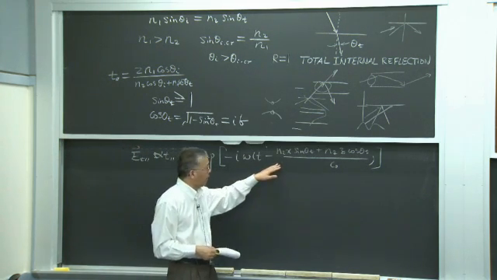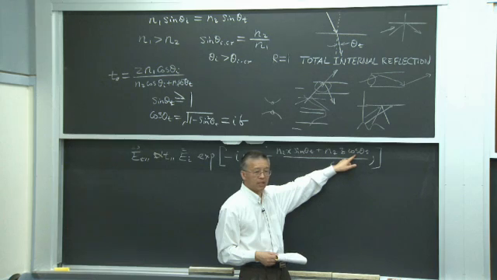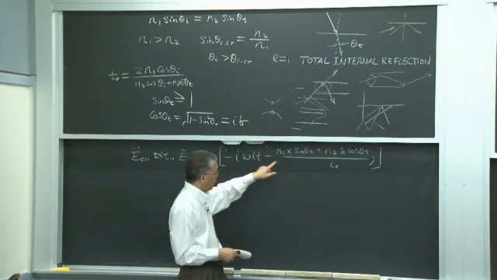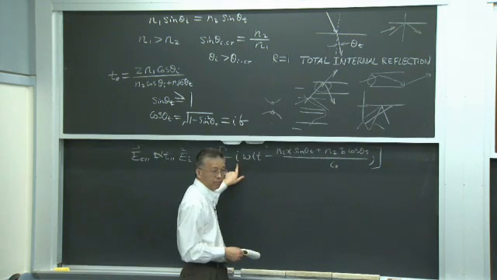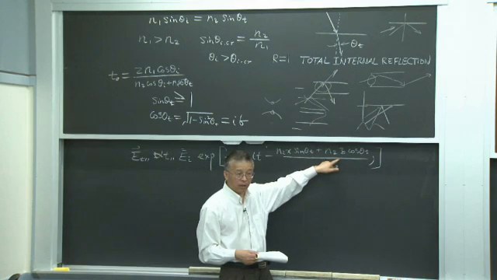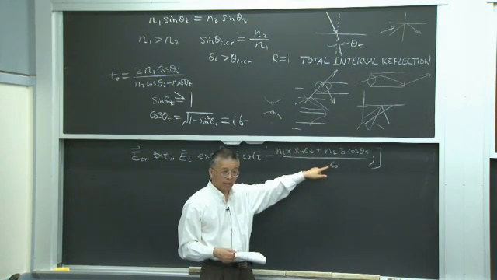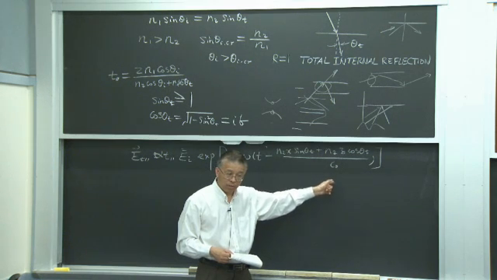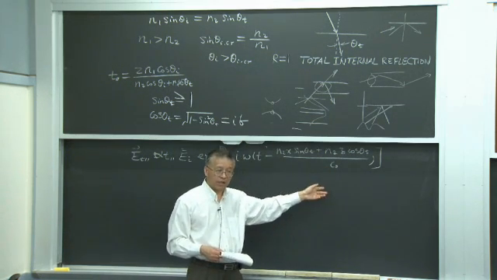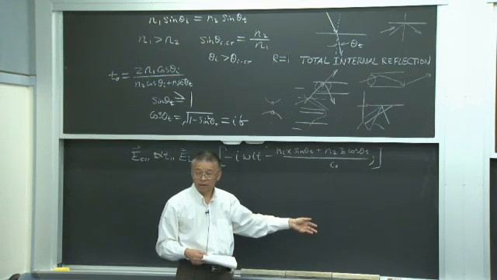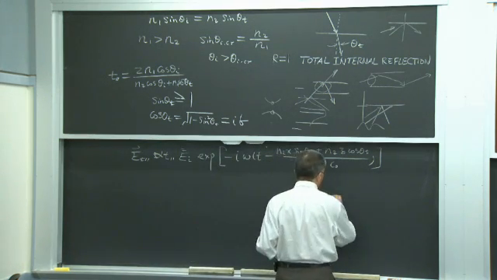And what happens is cosine theta t is imaginary. When cosine theta t is imaginary, I have an imaginary number here, I have another imaginary number here. It gives me a real number, right? And that real number is exponentially decaying. So my electric field on the other side is an exponential decay function. And this is the evanescent wave.